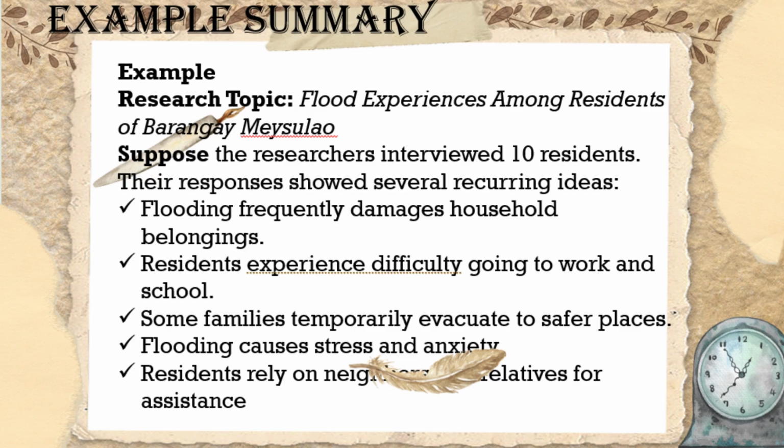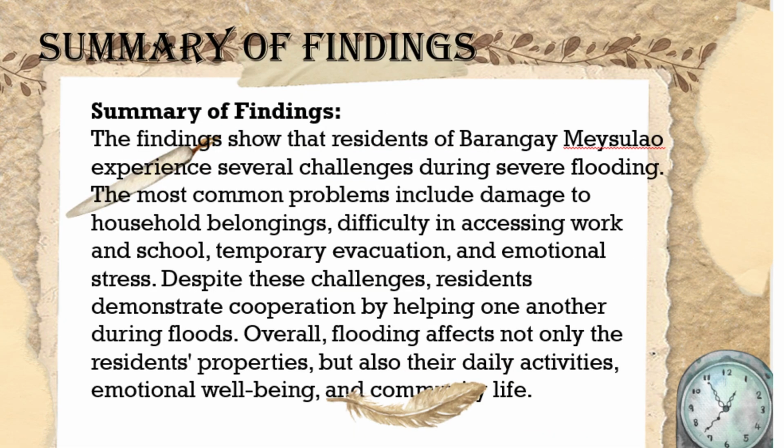neighbors and relatives for assistance. So these are all covered under the theme, which is basically the totality of what is going to be expected from the other columns intended for thematic analysis, such as the participants' responses, the codes, and also the category, and the last one, which is the totality, is under the theme. So this is now a concrete example for the summary.